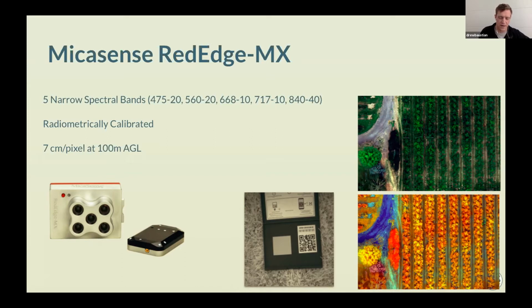If you're trying to get an understanding of how a field or a tree is changing over time, you need to radiometrically calibrate so you're comparing apples to apples, because one day might be sunny, one day might be cloudy. You want to see how the plant's changing. You don't want to see how the light is changing on a given day. So that's basically the importance of radiometric calibration.